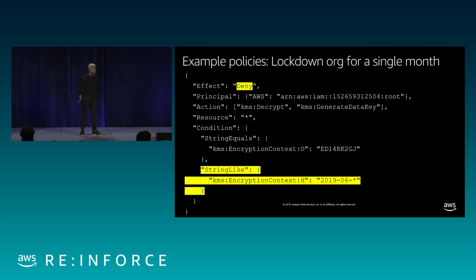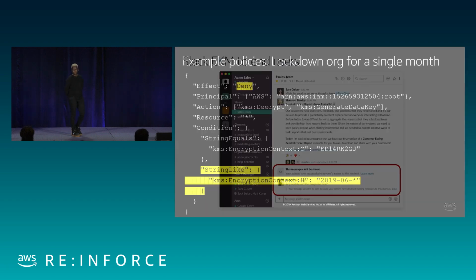Here's an example of a combo policy again, for a lockdown of the organization for a particular month. The effect is again deny. You see the baseline condition in there for the organization. And then you see an additional condition that says the encryption context for an hour of June 2019, and the wildcard for the date and time should revoke access. So anytime before June, like May, April, March, you'll still be able to see all your data, but anything within June, you won't be able to read or send messages. But once next week happens, in July, you'll be able to get back to it.